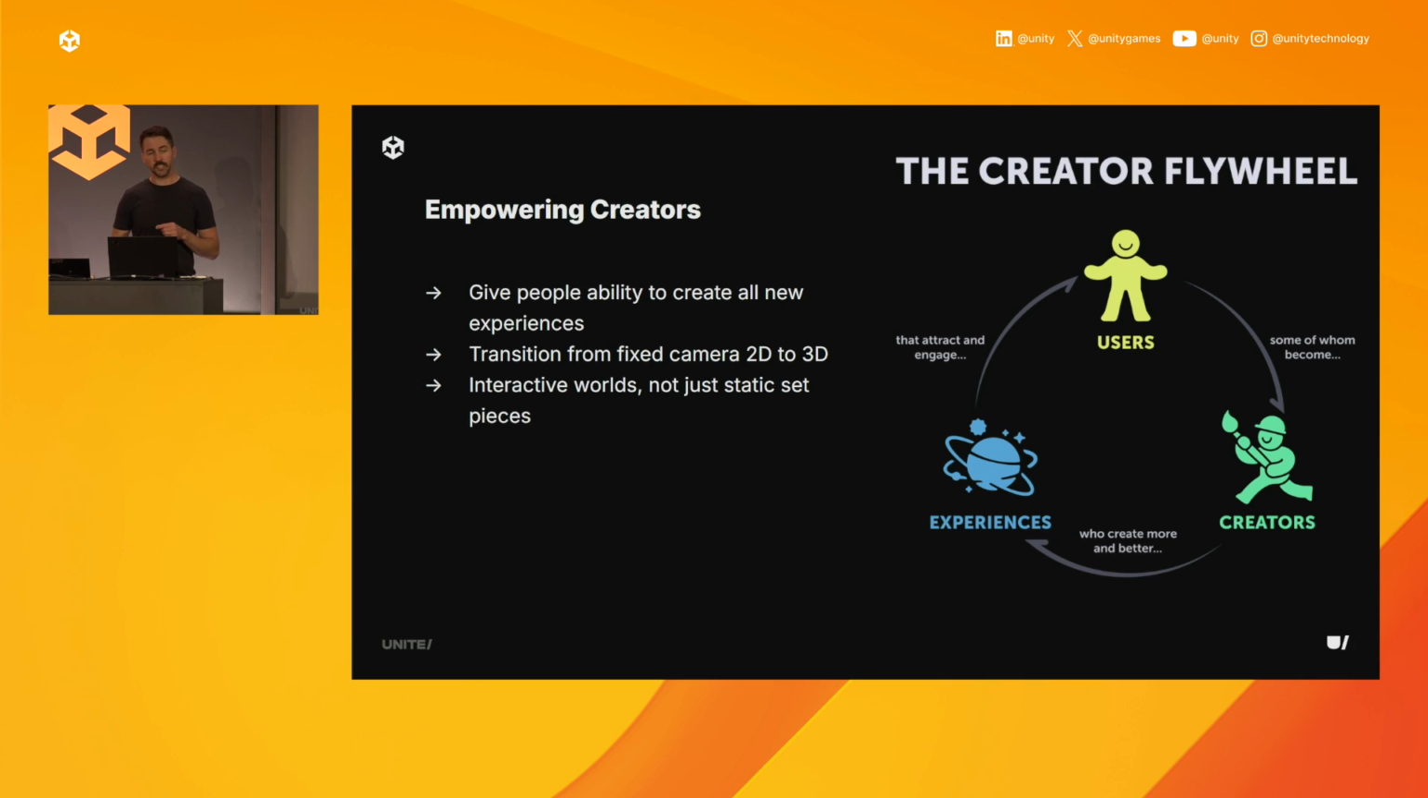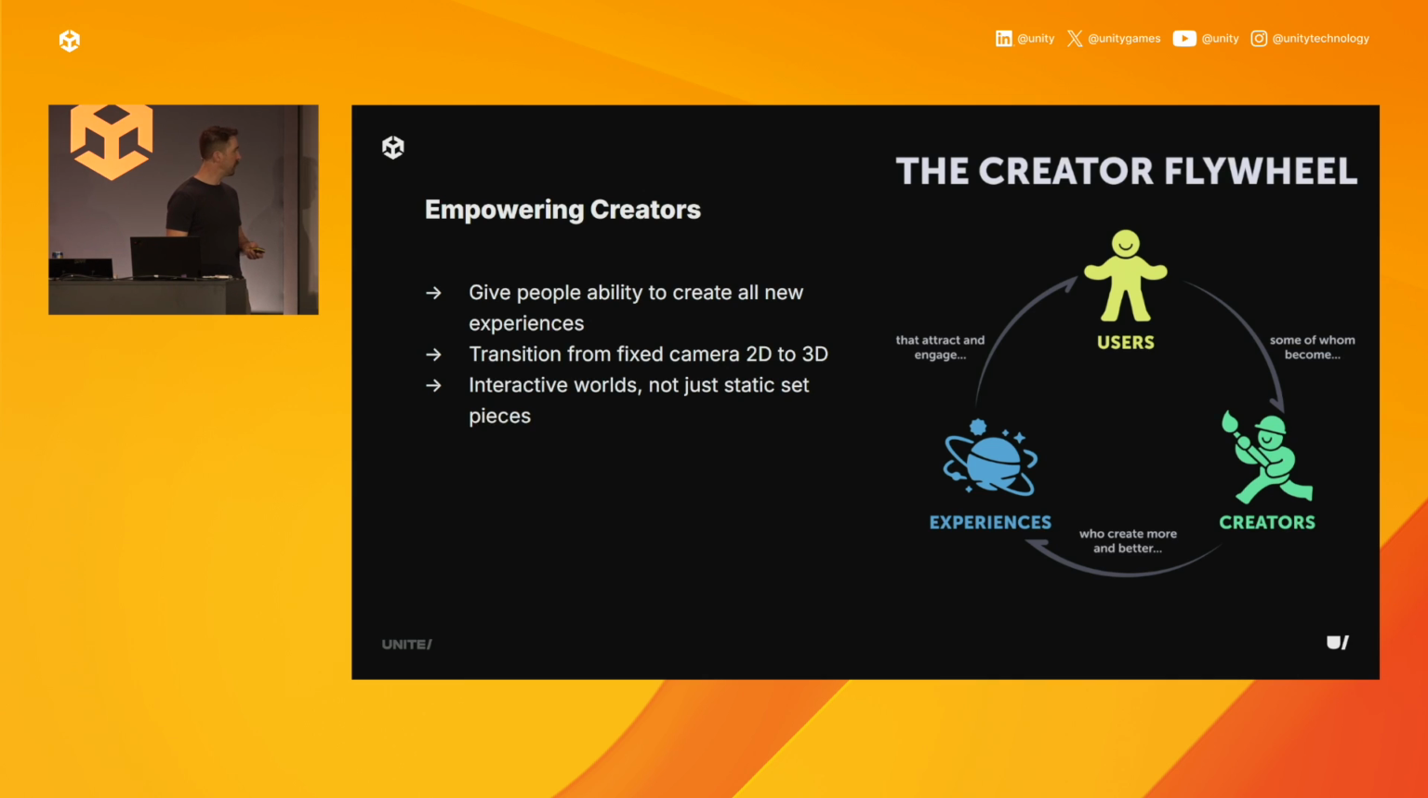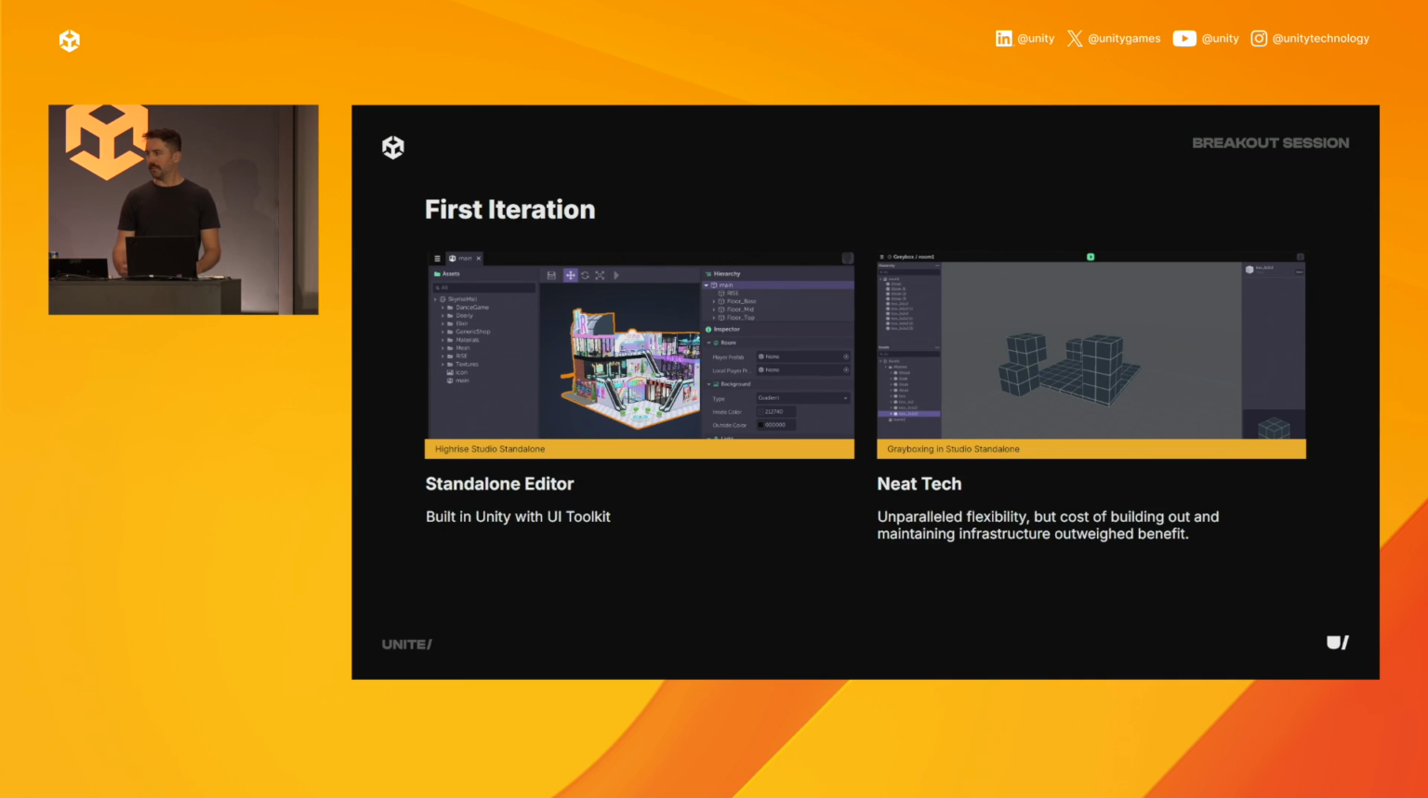We wanted to transition away from an isometric camera to any kind of camera you'd like. So if you want to do 3D or some other kind of 2D camera, you're free to do so. And we really wanted to make sure that you could do interactive worlds. So not just static set pieces that you can wander around and interact with in some ways, but really make kind of whatever you'd like to build.